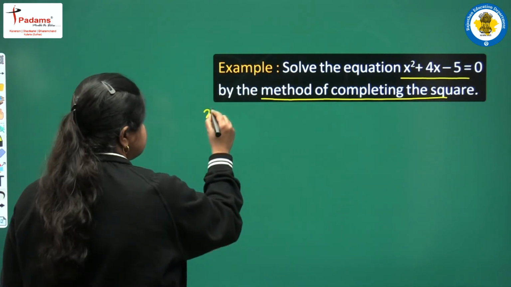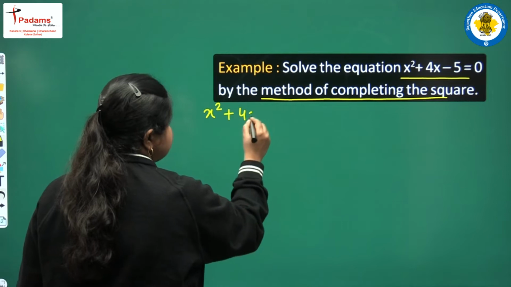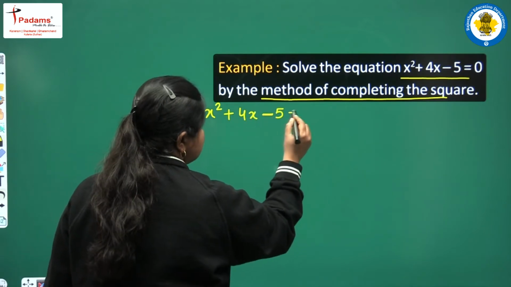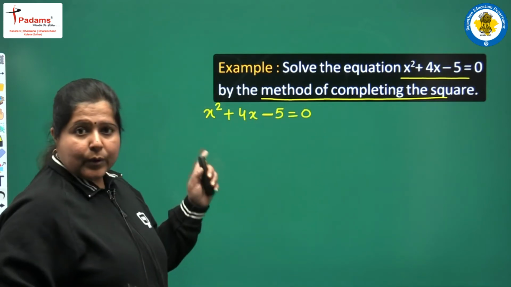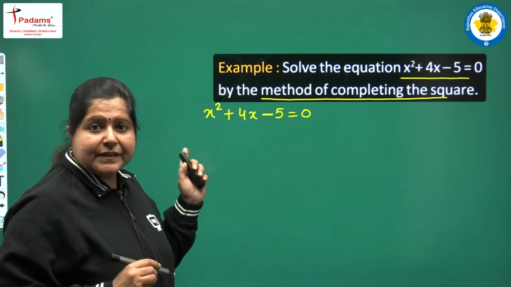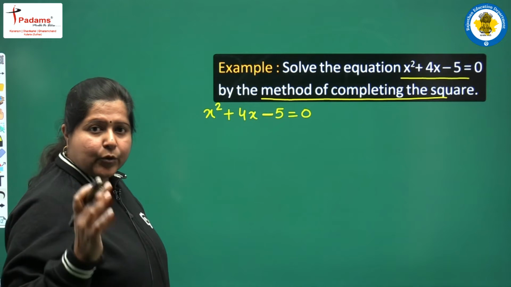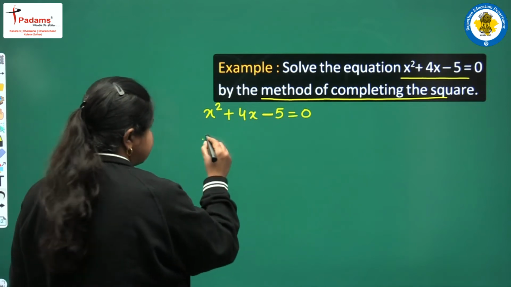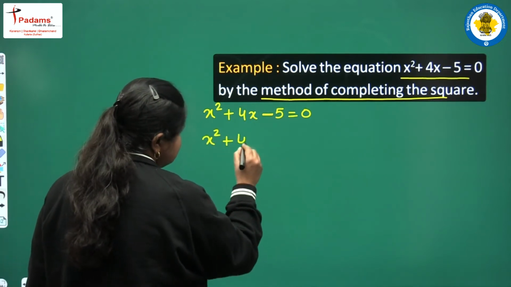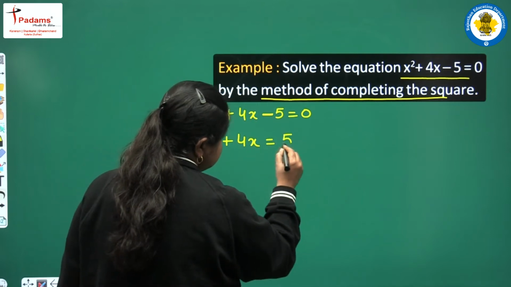The equation is x square plus 4x minus 5 equal to 0. Now, the first step is to divide by the coefficient of x square, but here it is 1, so no need to divide by the coefficient of x square. Second step, take the constant to the RHS. It will be plus 5 now.